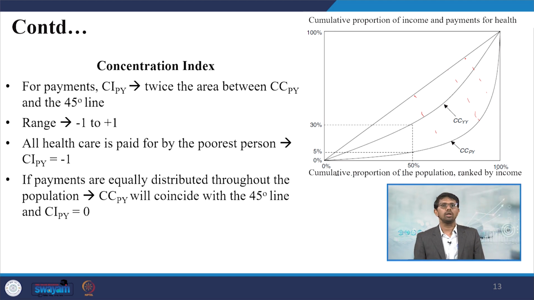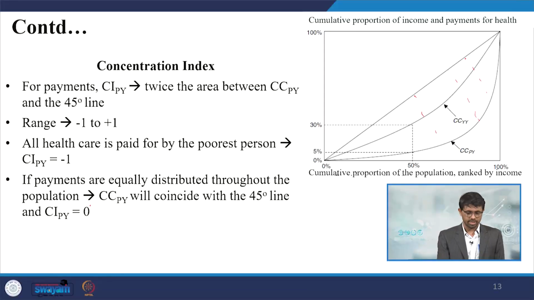That means that all healthcare is paid for by the poorest person. Okay, that means it will be at the extreme end, that is, the concentration index CI of PY, payment for healthcare, will be -1. And if payments are equally distributed throughout the population, then of course it will coincide with the 45-degree line, and hence the concentration index CI of PY is equal to 0.